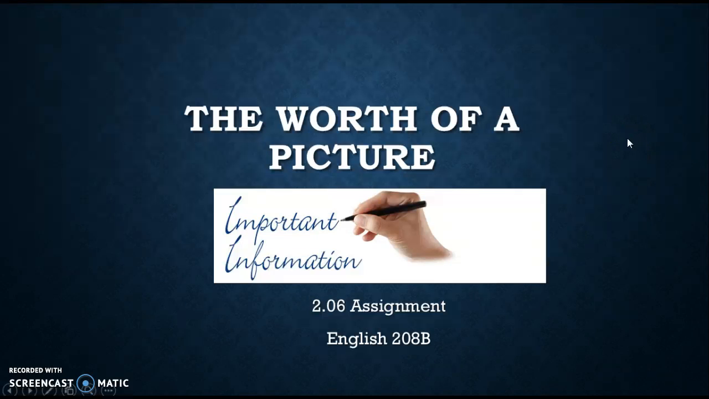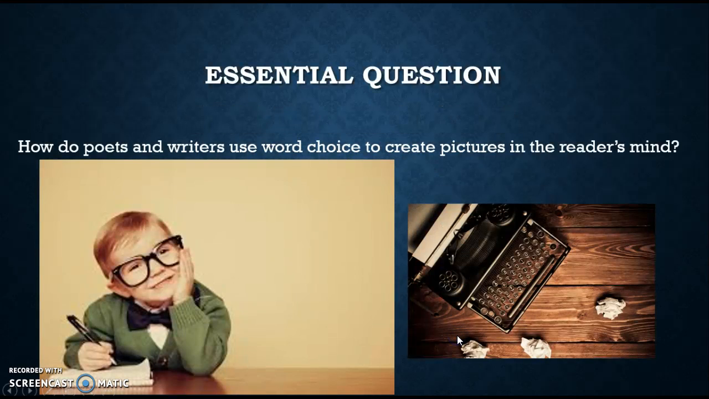Hi everyone, this video is made for you to understand our Worth of a Picture assignment. It's your 2.6 assignment for English 208B. When you're completing this project, you're going to answer the essential question: How do poets and writers use word choice to create pictures in the reader's mind?